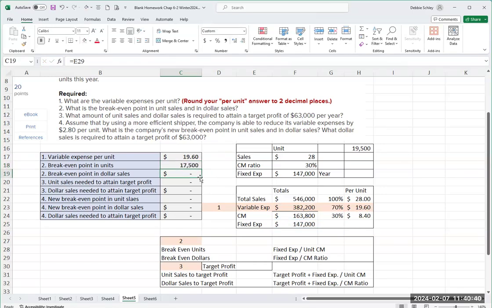Okay, now to get to dollar sales, that's going to be the fixed expense. Again, that's what we're trying to cover, divided by the contribution margin ratio. So equals my fixed expense divided by the contribution margin ratio.